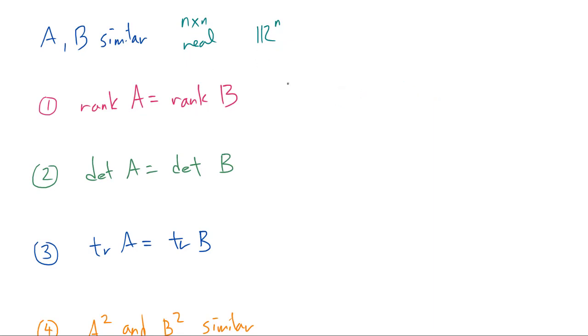Let me try to convince you of that. For example, let's say you have rank of A is equal to rank of B. Let me give you A and B that are not similar. So let's say A is the identity matrix [1, 0; 0, 1], and consider B to be, say, [1, 0; 0, 2].